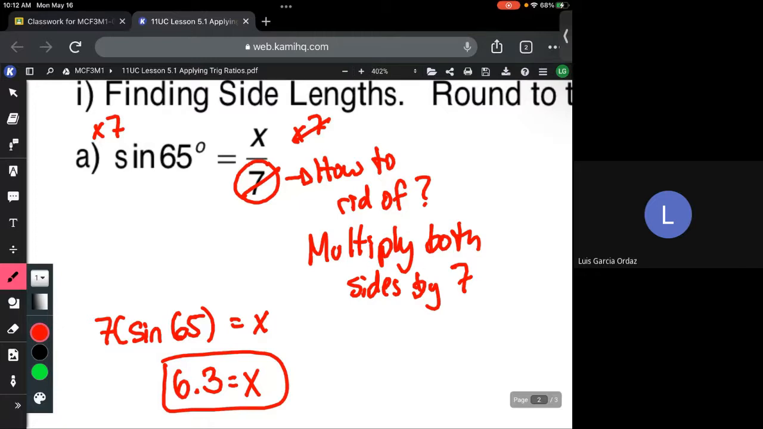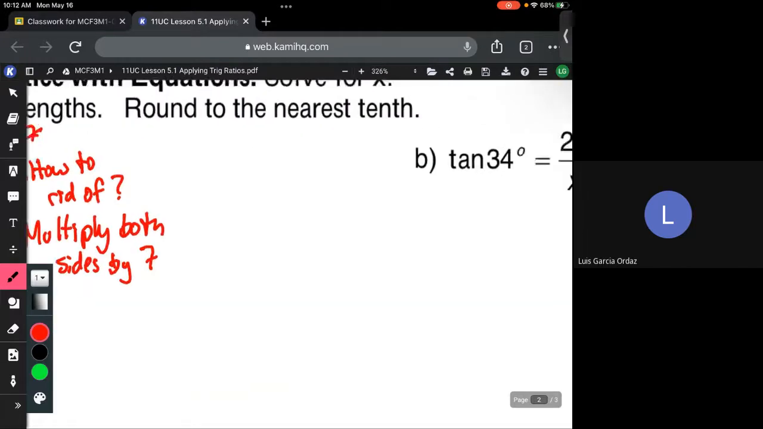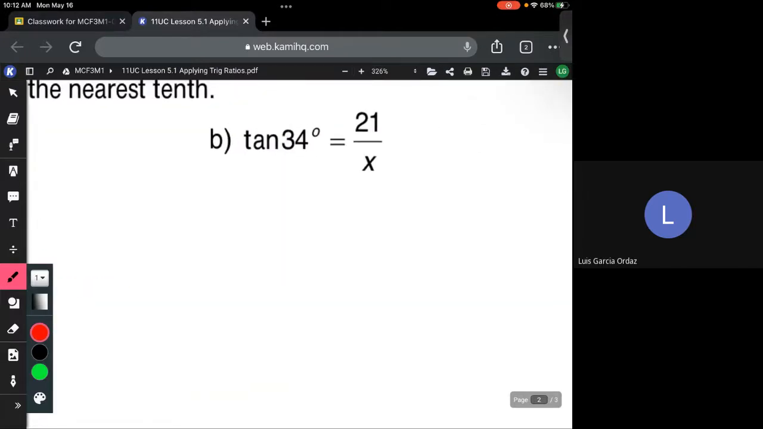So the next one, your variable is at the bottom. When it's at the bottom, all you're doing is switching places with the trig ratio and the variable. So your x is going to come to the top, and then tan 34 is going to come to the bottom. So you're going to get x is equal to 21 divided by tan 34. So all they're doing is switching places. That's when your variable's at the bottom. And then with your calculator, you do exactly how it looks: 21 divided by tan of 34.